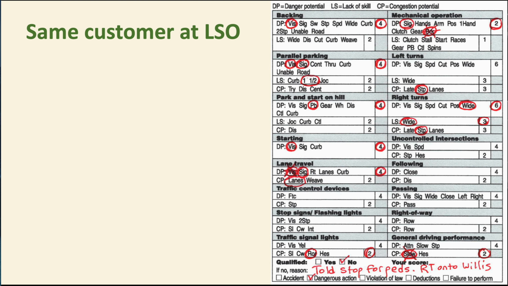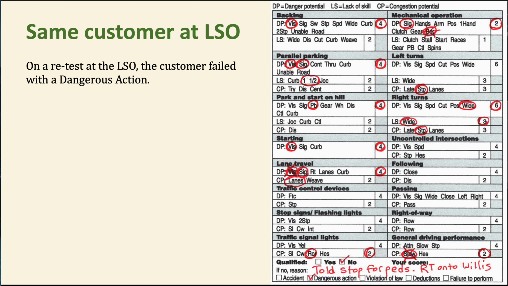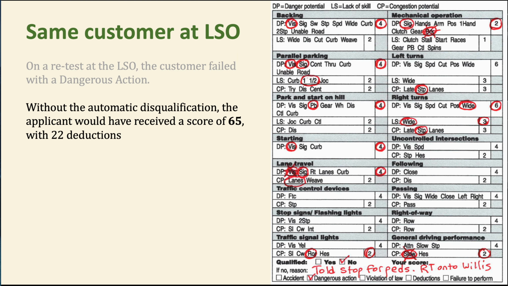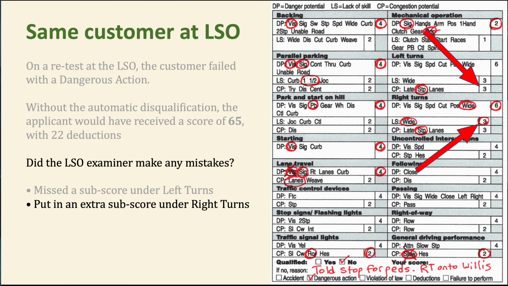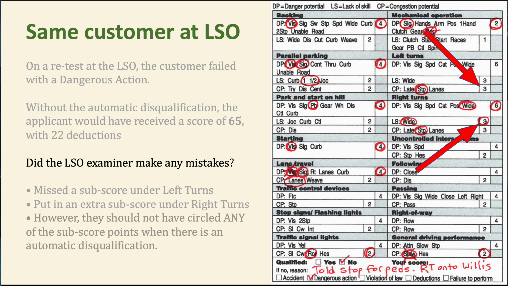So this was a real example where a customer went back to a licensed service office and was given this score. And then the customer failed with a dangerous action. Now, the licensed office person also made errors here. Did the LSO examiner make any mistakes? Yeah, sure did. Right over there on left turns, forgot to do the subscore. And then also added an extra subscore on right turns. Yeah, we're not all perfect, that's for sure. But really, if there's an automatic disqualification, that dangerous action, they shouldn't have circled any of the subscores.